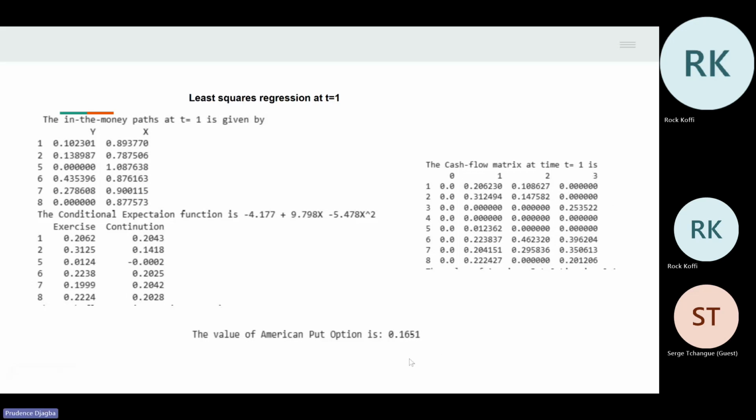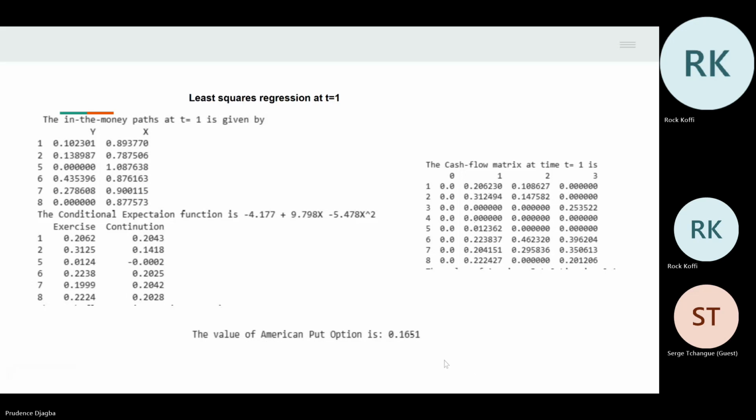And from there now, to evaluate the American put option at t equal to 0 from our algorithm, we just need to discount the value obtained in the cash flow matrix at t equal to 1. Here, we multiply those values by the exponential of minus rT. And we take the average across all the 8 parts, which gives us the value of the American put option.